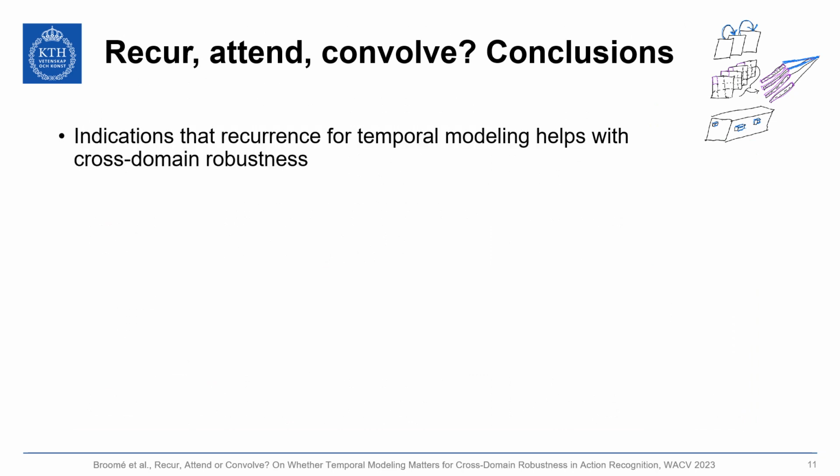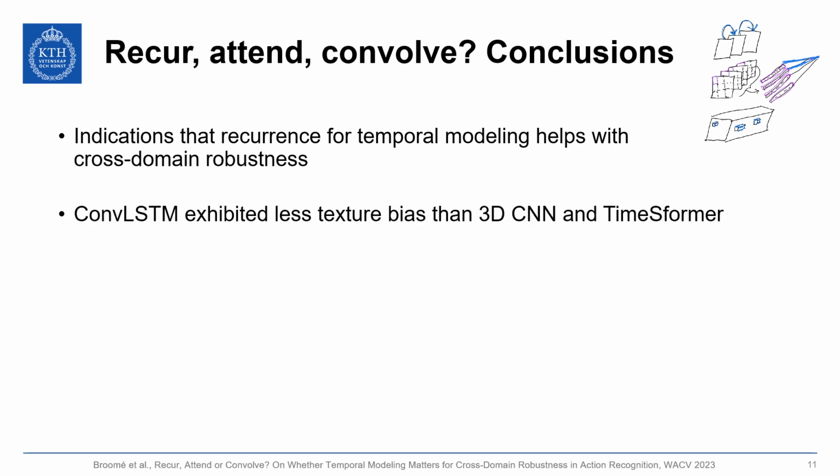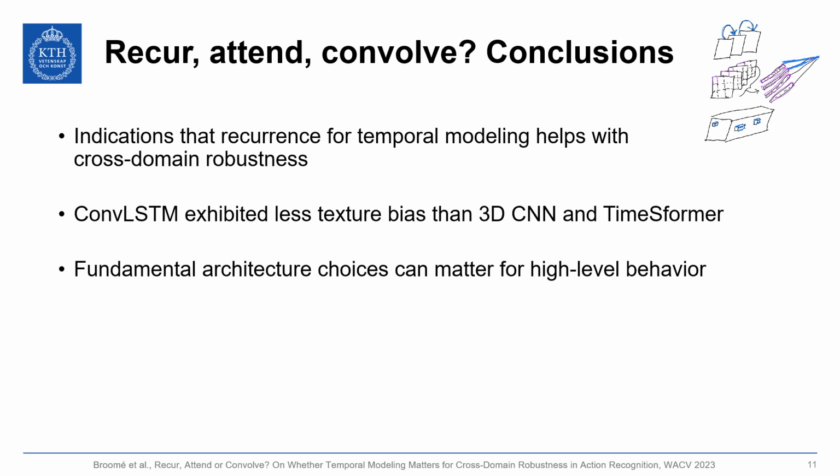And what we saw in this study were indications that recurrence for temporal modeling helps with cross-domain robustness, and that the Convolve exhibited less texture bias than the 3D CNN and the transformer. And what we draw from this is that temporal modeling in the base architecture can matter for high-level behavior, and that there's a point to revisiting the fundamental architectures of the models rather than adding advanced superstructures or sophisticated training schemes to models to cure their symptoms.